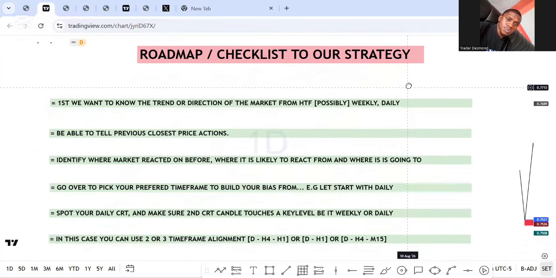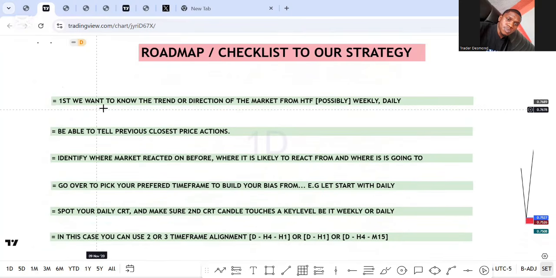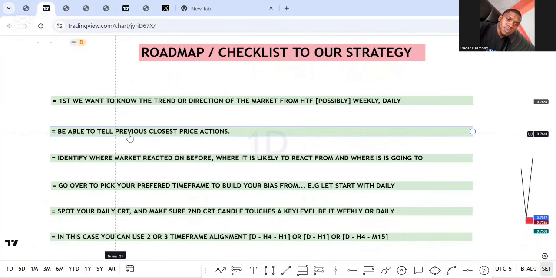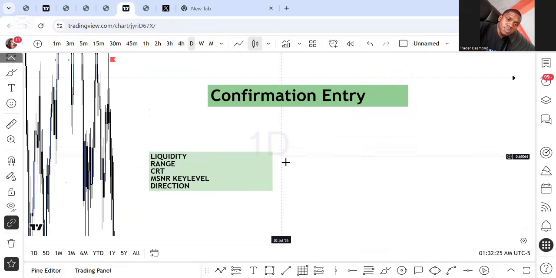Now, the first thing we talked about on our roadmap is what? First, we want to know the trend or direction of the market from the higher time frame. Be able to tell previous closest price action, identify where the market reacted before, and the rest. You can go over and read this, so I don't want this particular session to take much of our time.